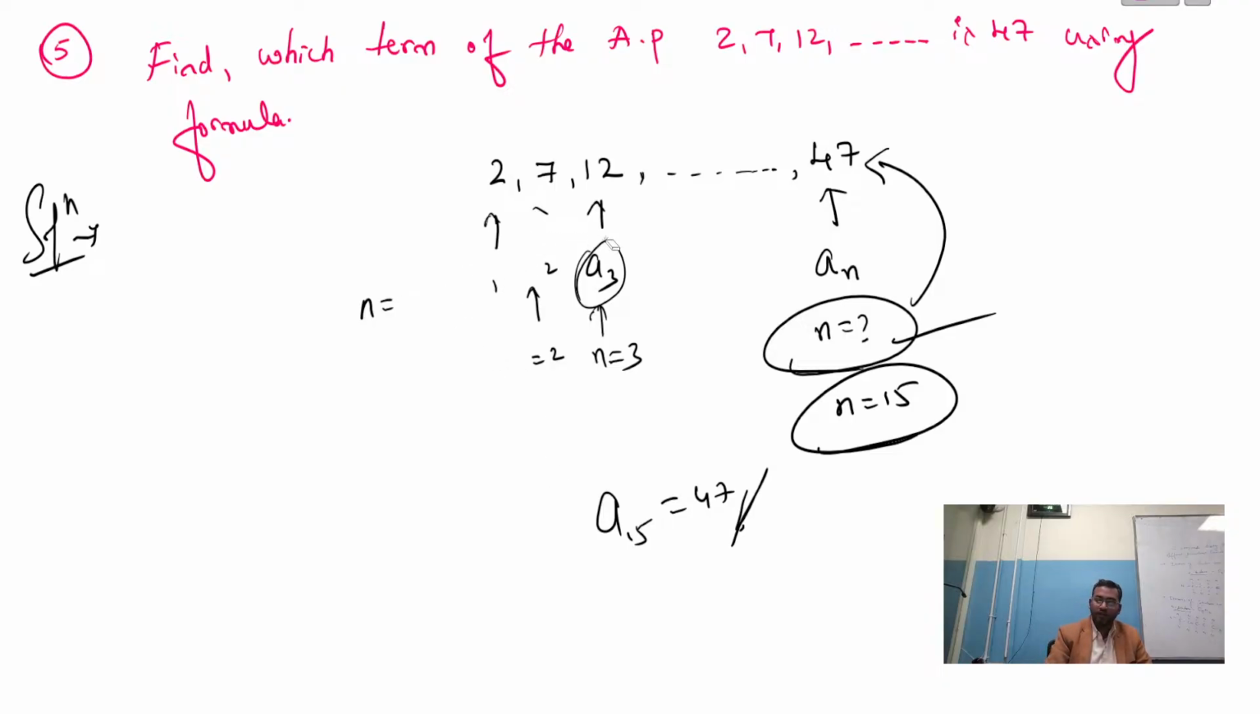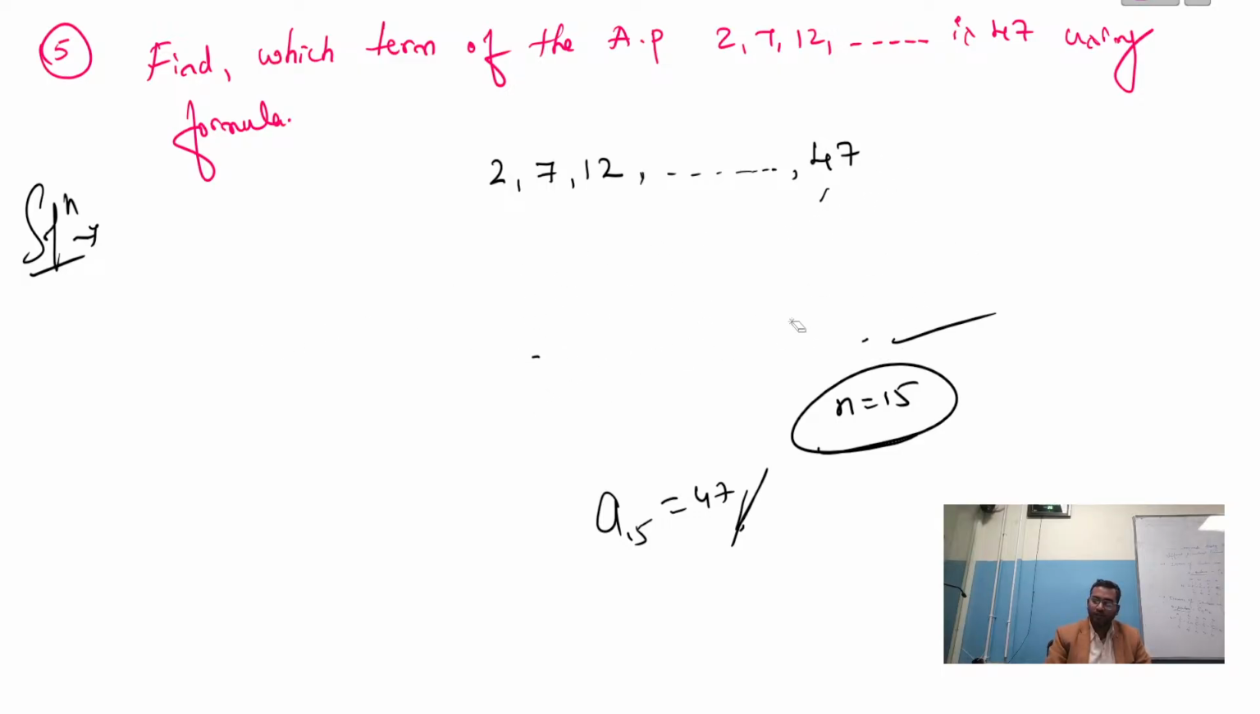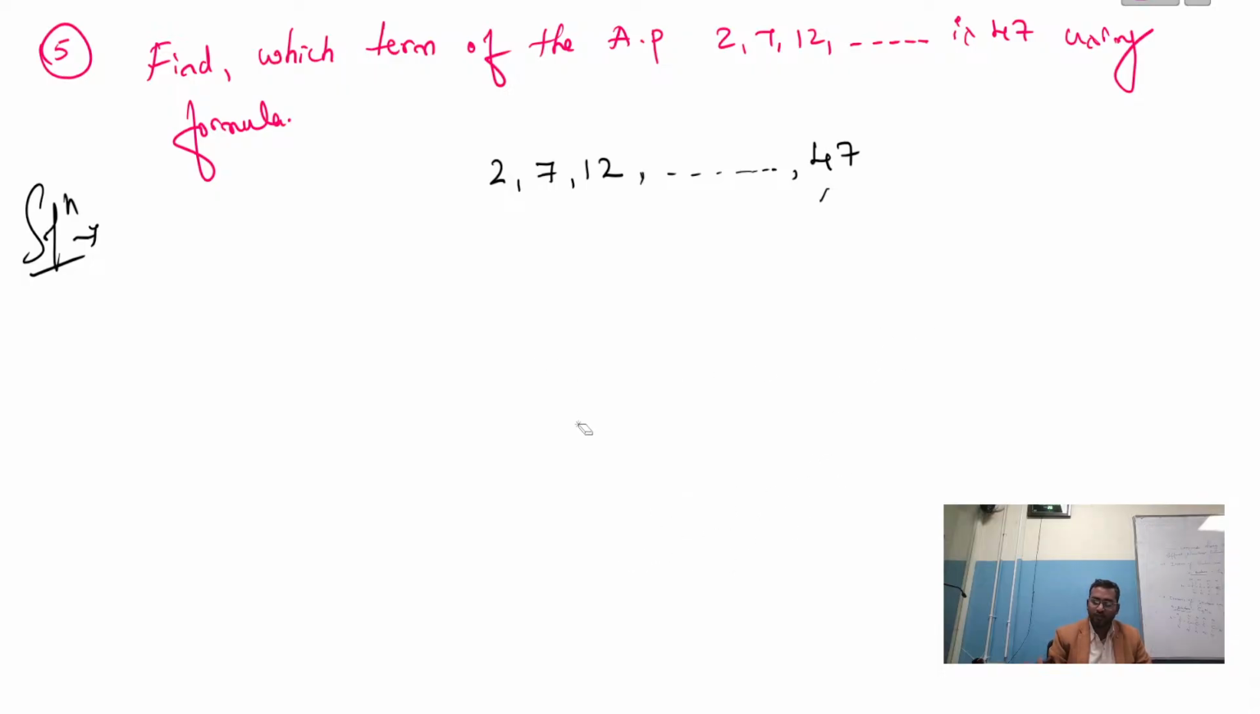Good. Now let me solve this problem. Understood the data? Understood the meaning of the question? Now here what do we have to find? We need to find the value of n. So the value of n will help us to find which term of this AP is 47. Now as you can see the value of A, first term is 2. Common difference 7 minus 2 is 5. According to this question the nth term is 47.